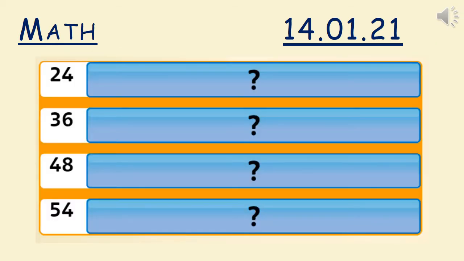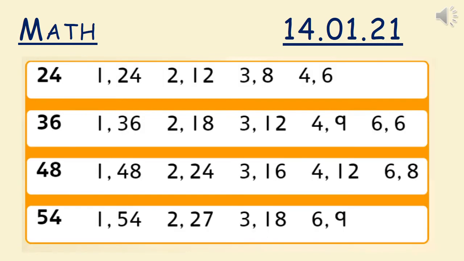So pause the video and list down the pairs of factors that make 24, 36, 48 and 54. So here are the answers. For 24, you can multiply 1 and 24, 2 and 12, 3 and 8, 4 and 6.